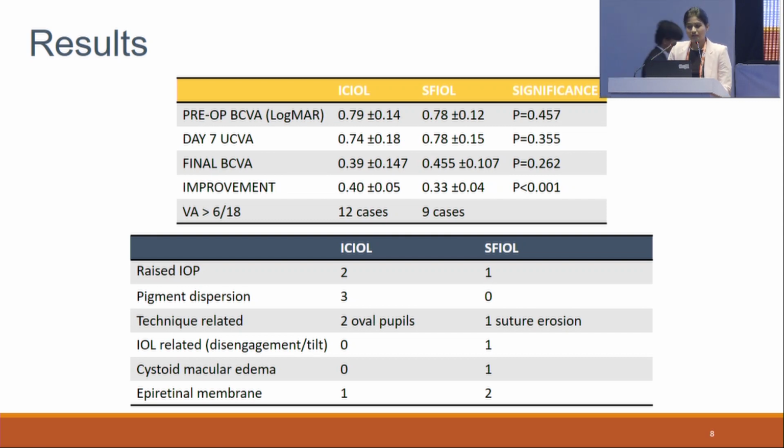We found no significant difference in the pre-op BCVA, meaning the randomization was equal in both groups. In fact, the uncorrected and the final corrected visions of both the groups were statistically insignificant. However, the number of patients with better vision was numerically higher for the iris claw. Even with the complications, the most common complication for the iris claw group was pigment dispersion, leading to raised intraocular pressure in 2 patients, which was then controlled with topical medication, versus the scleral fixated group, which had more posterior segment complications of cystoid macular edema, epiretinal membrane, and 1 case of suture erosion that led to an IOL tilt.